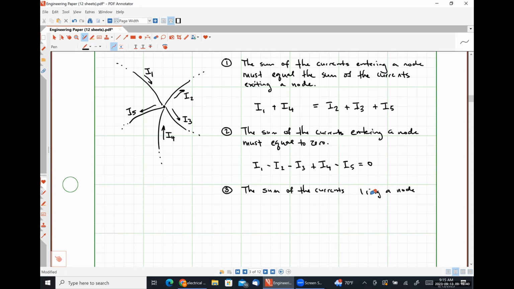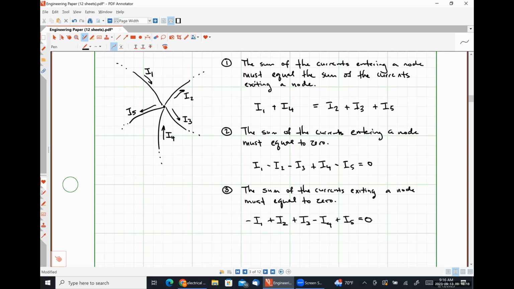That should be exiting. So in this particular instance, a current of negative I1 is exiting. So we would have minus I1. I2 is exiting, so that's positive. I3 is exiting, so that's positive. I4 is entering, so we would do negative. I5 is exiting, so that's positive, and set it equal to 0.